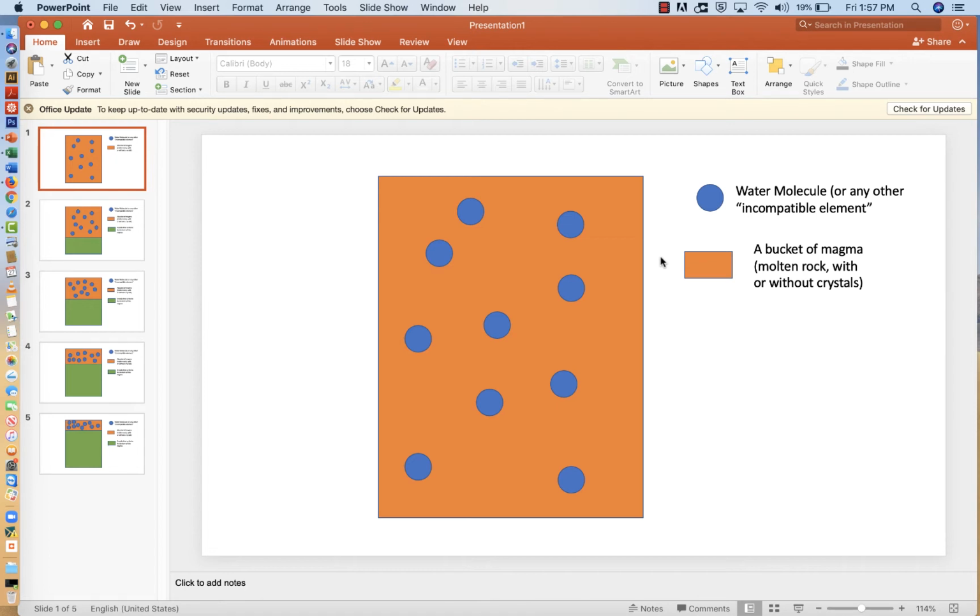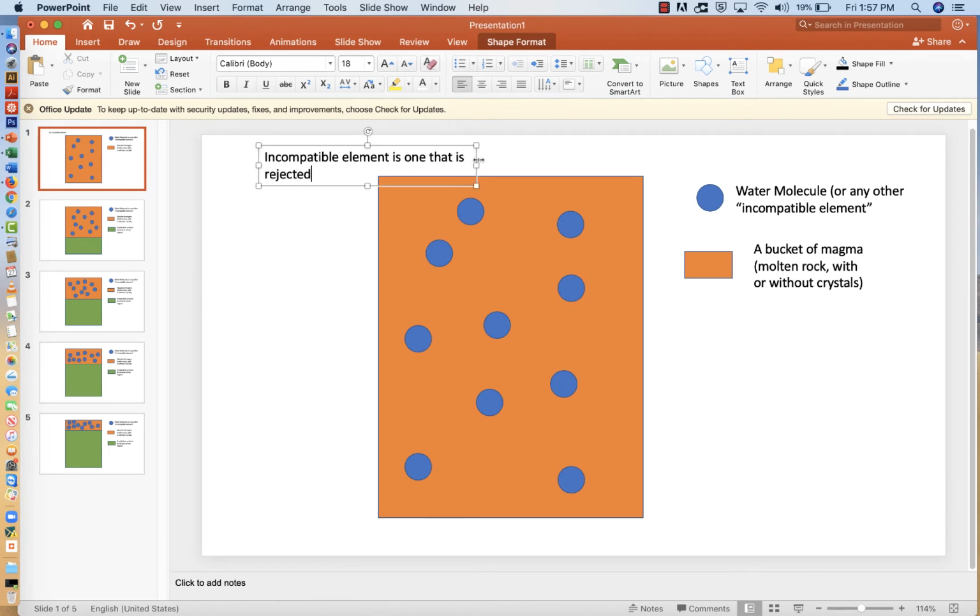And the reason why is that some elements are incompatible. By incompatible, we mean that we have an element that does not go into any of the crystalline phases. So an incompatible element is one that is rejected by the crystals that exist in some system. So that's our definition of an incompatible element.